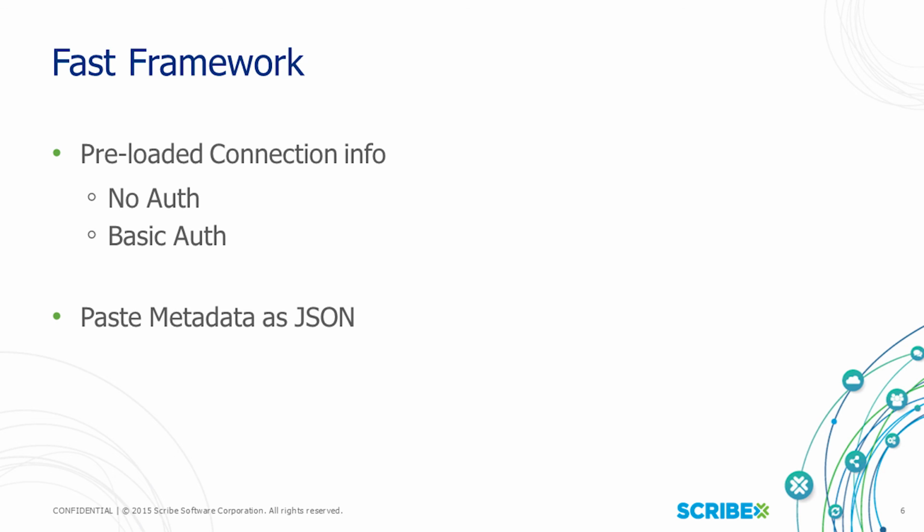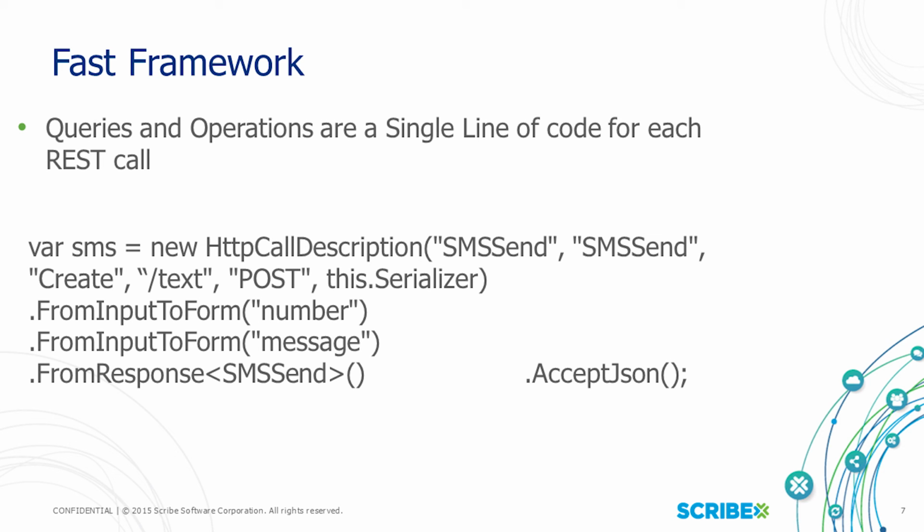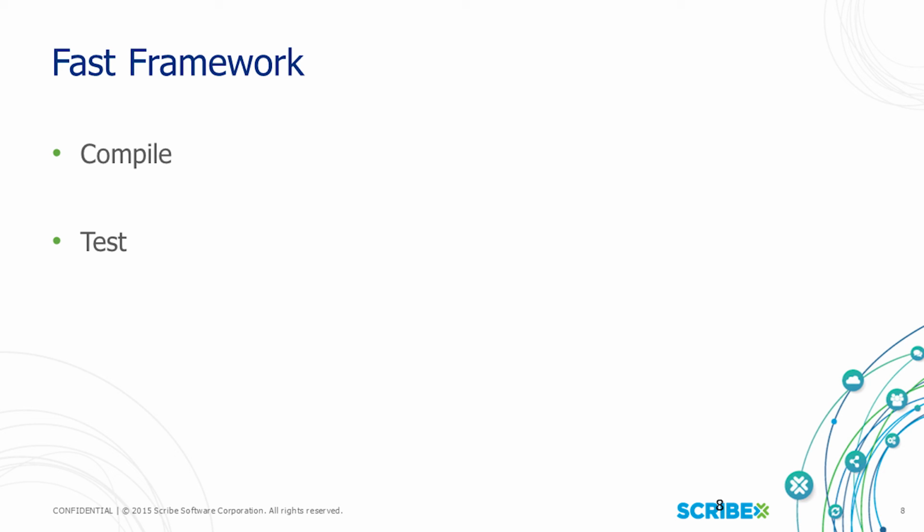So let's go back and take a look at our program here. We had the preloaded connection information that allowed us to do either no authorization or basic auth. We pasted our metadata in. We created a single operation with this command here, and we talked about what each one of those items do, and we were done. We were able to compile and test our connector. That is a fast framework, Fuzz. That is the goal, so hopefully we succeeded.